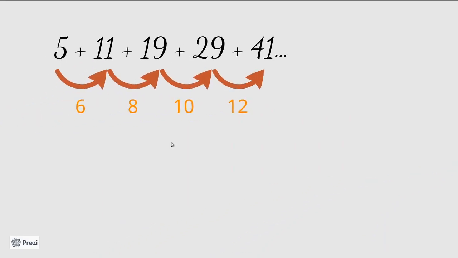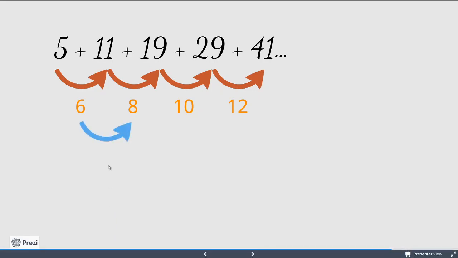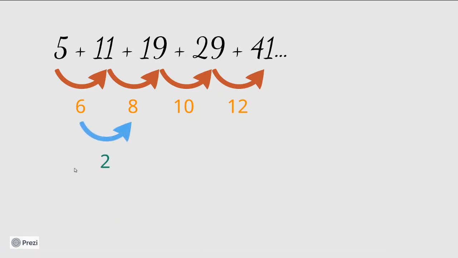Now let us take the difference of the differences. That is, let us check the difference between these differences. So 8 minus 6 is 2, 10 minus 8 is 2, 12 minus 10 is 2. So do you see something here? Even though 5, 11, 19, 29, 41 is not an AP, because the differences are not the same, the difference of the differences are the same. It's an interesting thing.